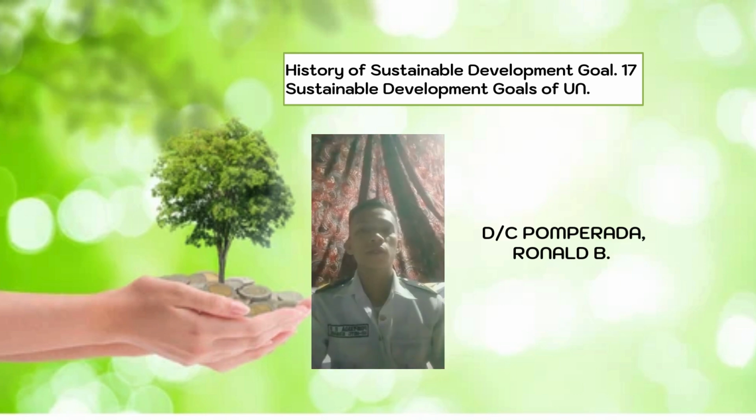The 17 Sustainable Development Goals. Number 1, no poverty. End poverty in all its forms. 2, zero hunger. End hunger, achieve food security. 3, good health and well-being. Ensure healthy lives and well-being. 4, quality education. Ensure inclusive and equitable quality education. 5, gender equality. Achieve gender equality and empower all women.